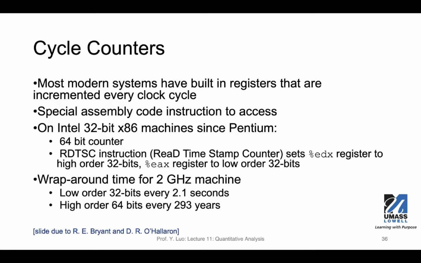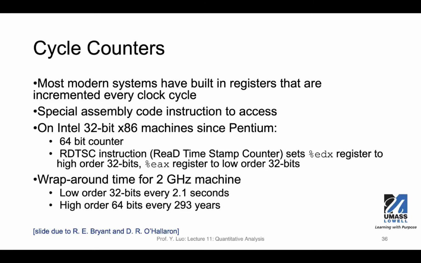Most of the modern systems have built-in registers that are incrementing every clock cycle. That's very useful if you want to use these cycle numbers to accurately measure the execution time, provided that the frequency of the processor does not change during your measurement.